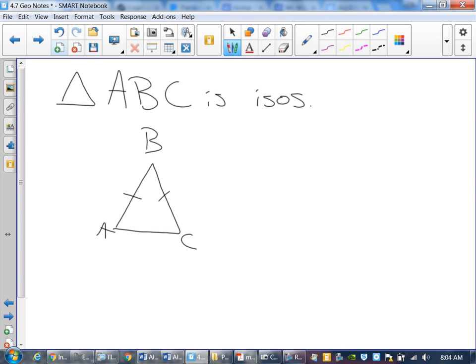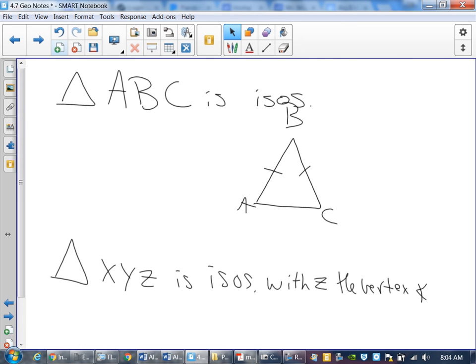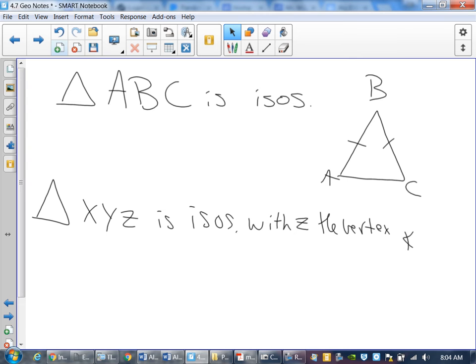Whereas the other way it could be written, it could say that triangle XYZ is isosceles with Z the vertex. So the first way is this. The second way is this. Notice the difference.